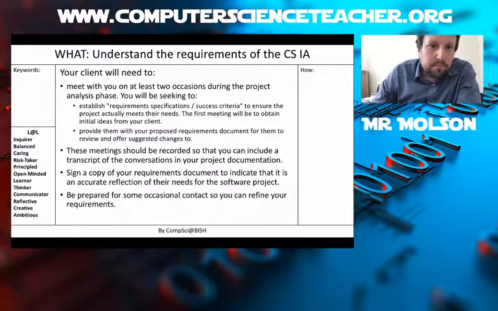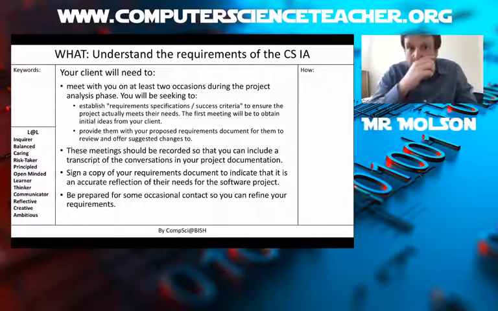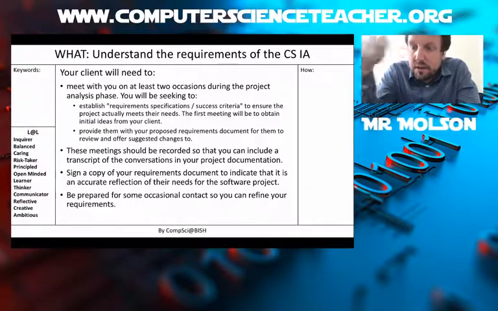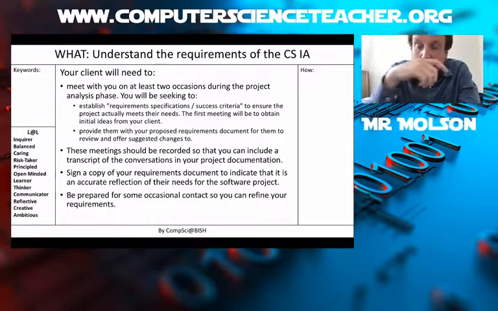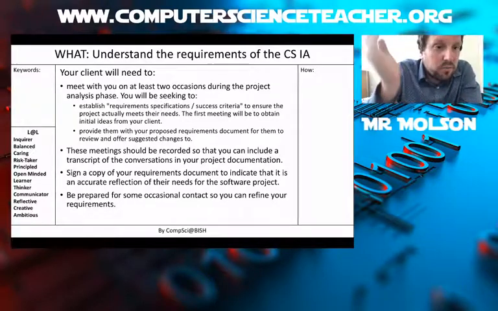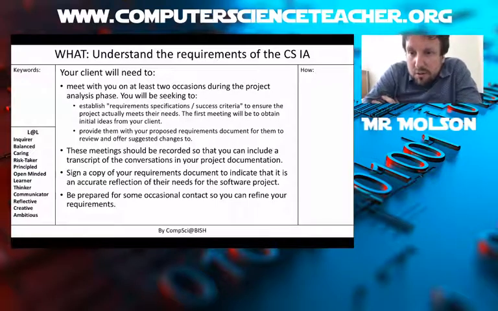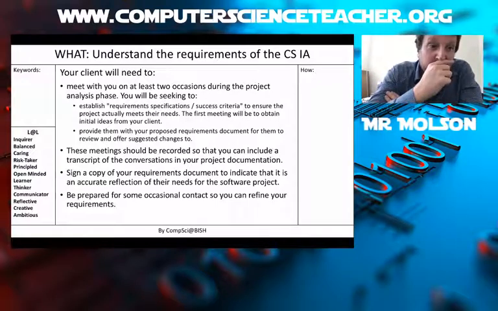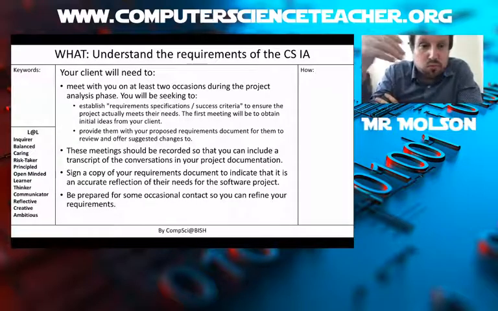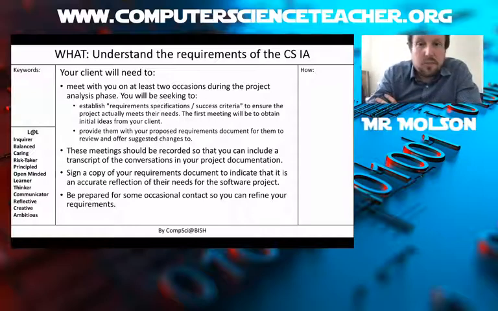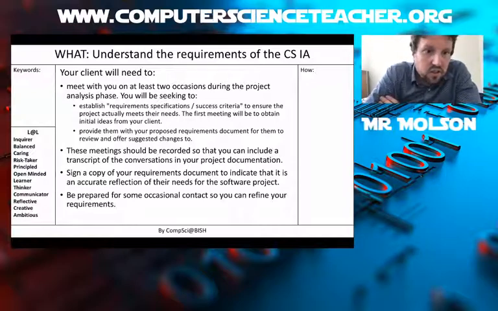Okay. Look, I just want to take you through, and this is again in the form that you're going to get your client to sign, but it is important that you make it clear to your client that there are some implications for agreeing to be your client. Okay, they will need to meet with you for at least two occasions during the analysis phase. You will need to interview them, first of all, and then later on, once you've come up with your success criteria, you'll need to go back to them and get them to agree it. Okay, you will need to create recordings or transcripts of these conversations, so they need to be aware of that.